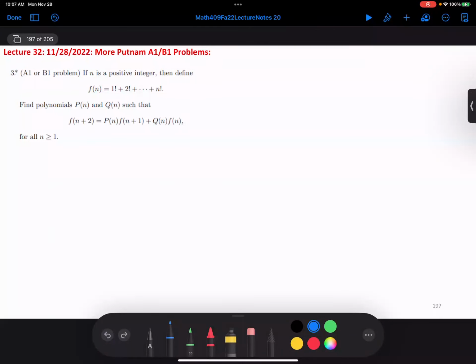We have f of n is 1 factorial plus 2 factorial all the way up to n factorial. Find polynomials p and q such that f of n plus 2 is equal to p of n times f of n plus 1 plus q of n times f of n.